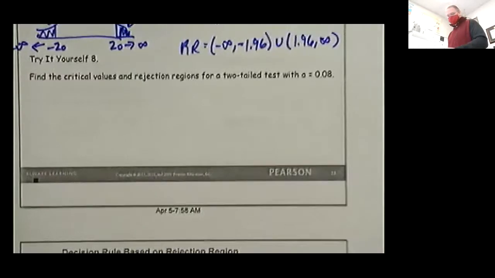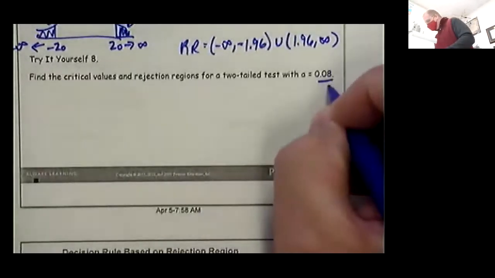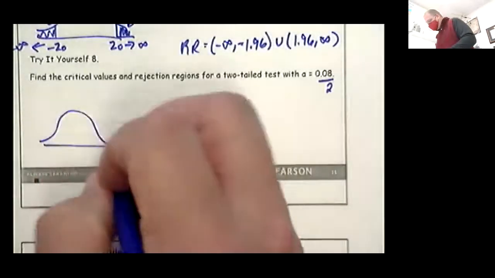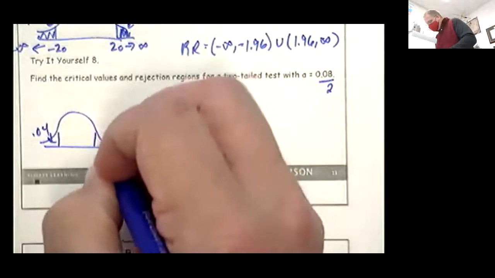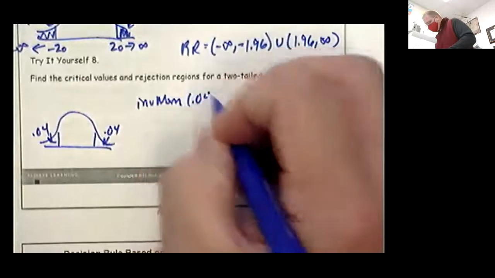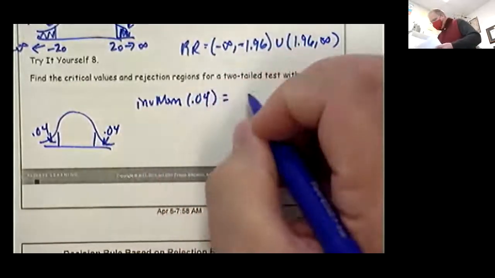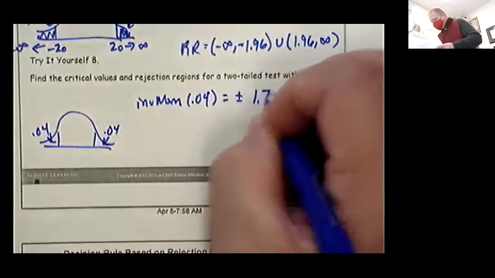One more, try yourself 8. Go ahead and pause the video and see how you do on this one. Because we have a 0.08, we're going to divide by 2. So for our two-tailed test, we have a 0.04 here and a 0.04 here. So we're going to inverse norm 0.04. And that is going to be a plus minus 1.75.